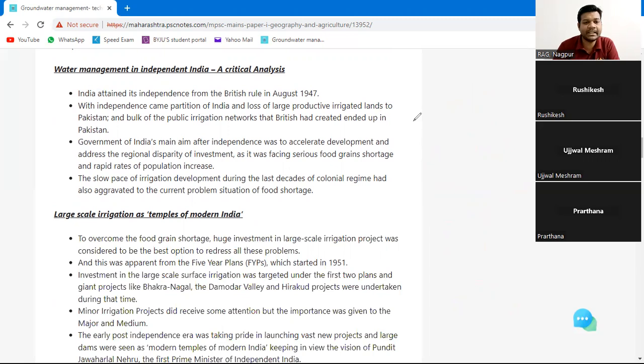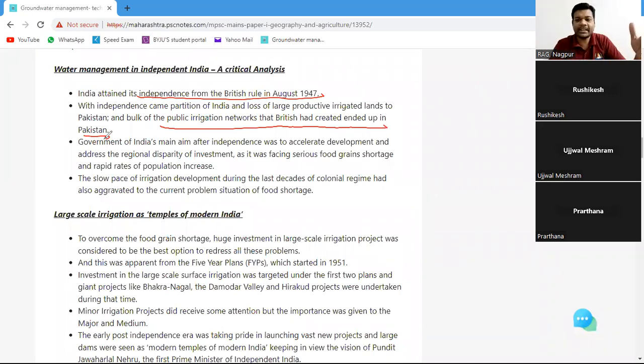Now, water management in independent India. India attained its independence from British rule in August 1947. With independence came partition. The bulk of the public irrigation network that the British had created ended up in Pakistan. Why is it so? Because the productive part of the Punjab area has gone to Pakistan, and less area remained in India. The British had created the public irrigation networks, and that irrigated land went to Pakistan.